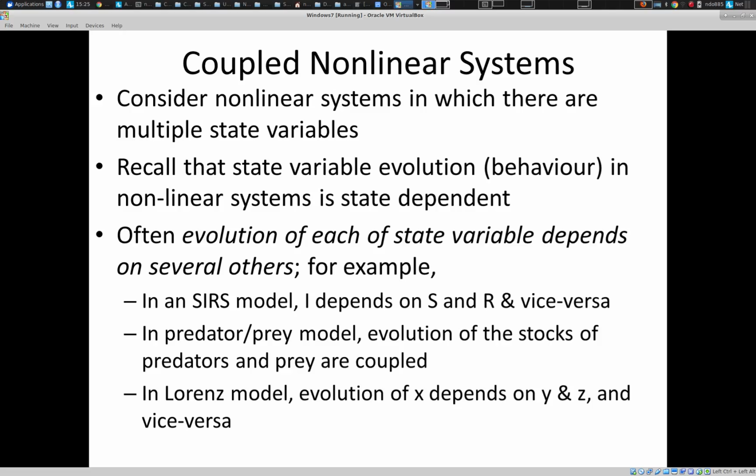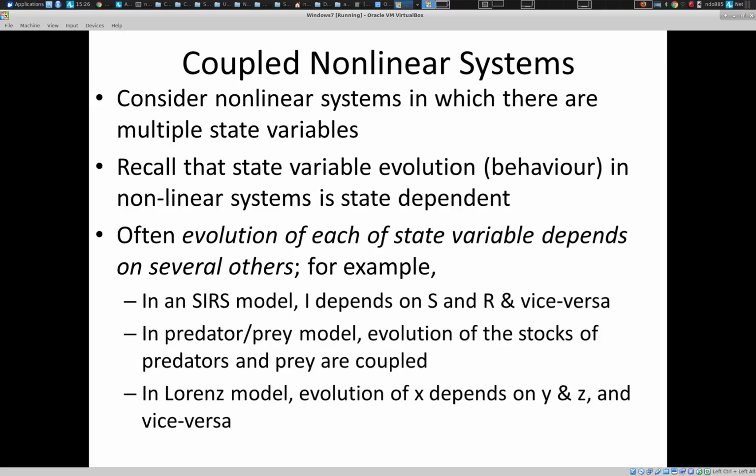And I'd like to talk about these systems where we have multiple state variables, x, y, and z, for example, or SIT or SIRS, which are coupled together, or one depends on the other, okay? So remember that in a nonlinear system, how the system evolves over time depends on system state. Its behavior over time depends on this system state, okay? And often the evolution of each state variable depends on one or more other variables, okay?